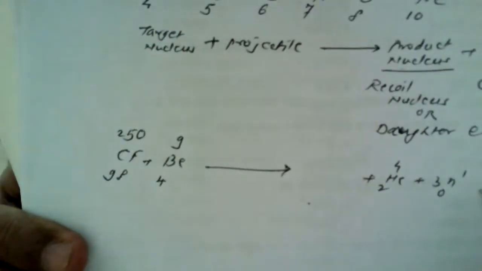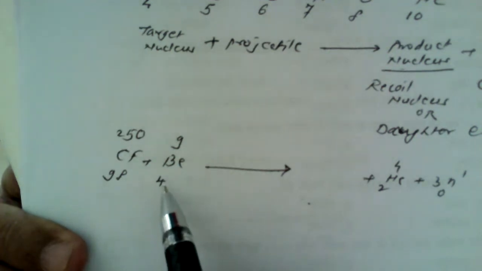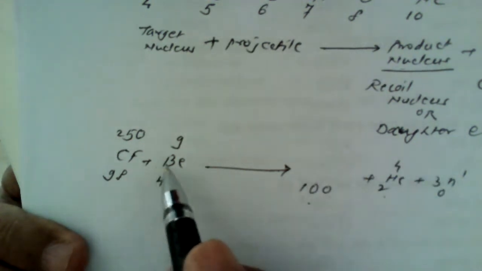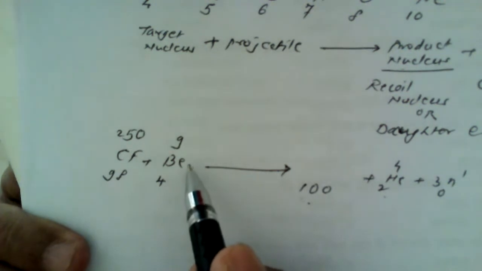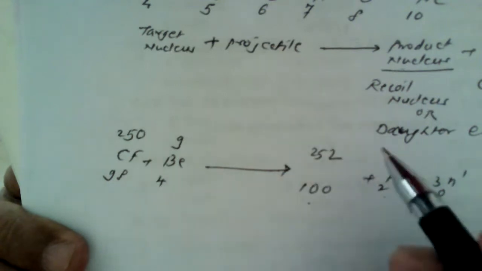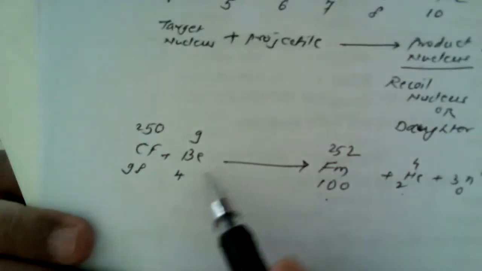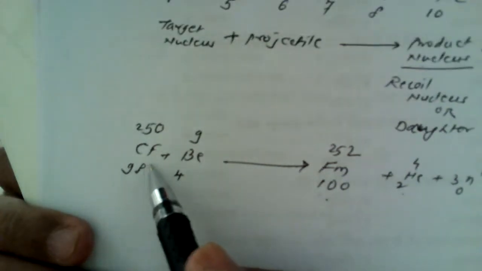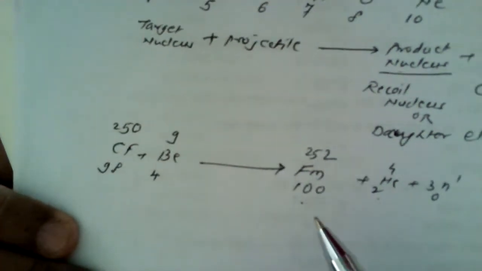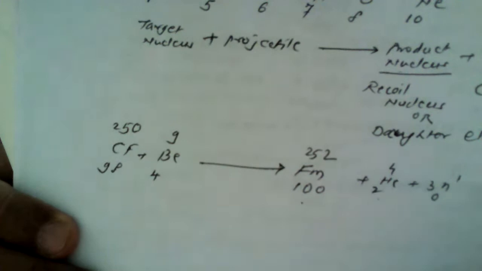What do we do? First of all, we add up the atomic numbers. 98 plus 4 is 102, minus 2 is 100. 250 plus 9 is 259, minus 3 is 256. Atomic number 100 is of fermium. Now, just by bombardment of this californium nucleus with beryllium as a heavy ion, the product thus obtained is fermium. Again, fermium has a higher atomic mass because it is a SHE element.